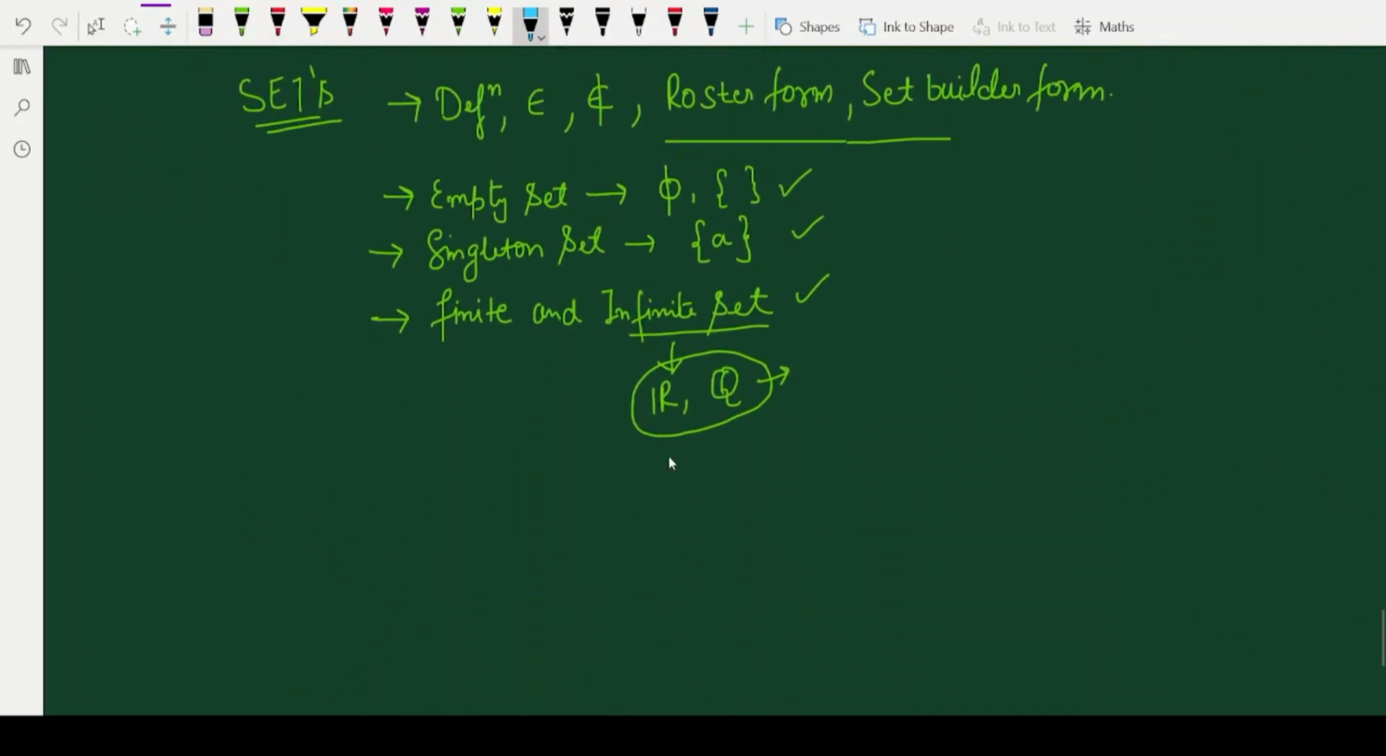Today we have discussed examples of empty sets, singleton sets, finite and infinite sets, and also one thing added, which is called equal sets. Tomorrow I will discuss subsets and some properties.